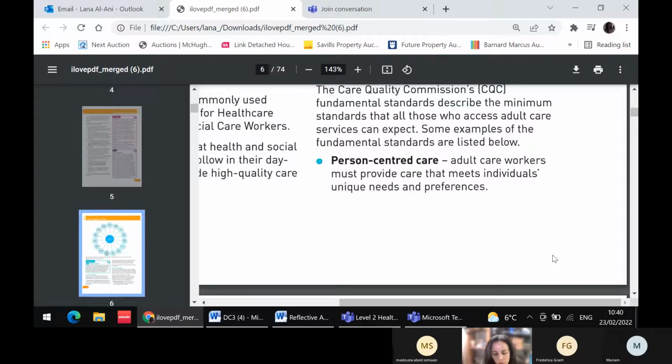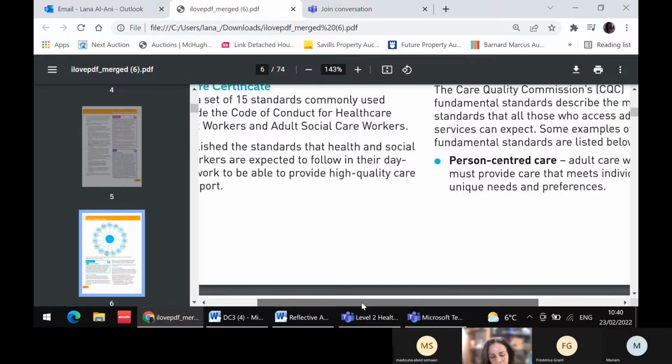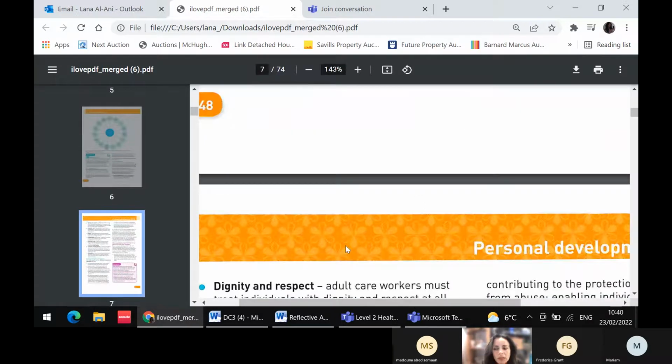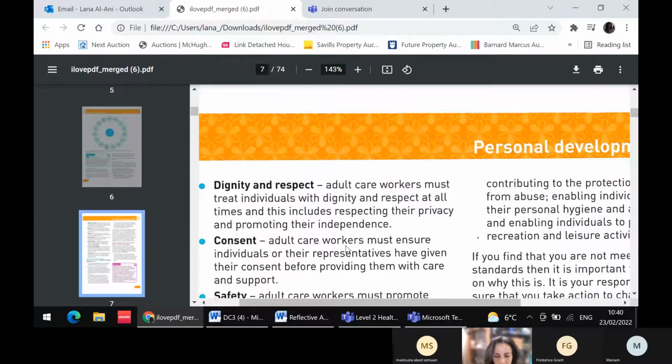So what does that mean? It means you put your client in the center of your work. Always think about what this person needs, what would make this person happy. So the adult carer must provide care that meets the individual's needs. You don't just do things because you have to. Some people need extra help because they can't move. So you put your client in the center of your work, and also you respect their dignity, treating the individual with dignity and respect at all times.